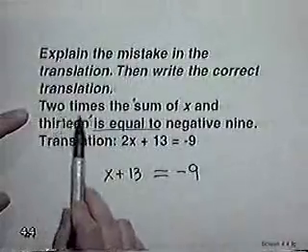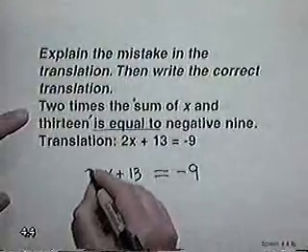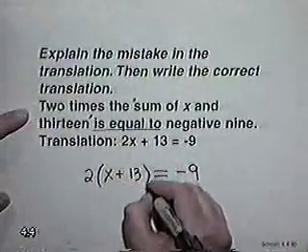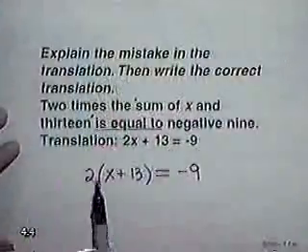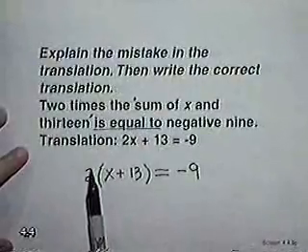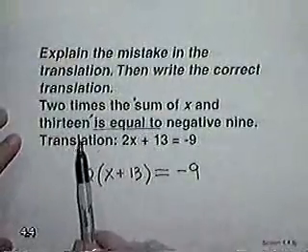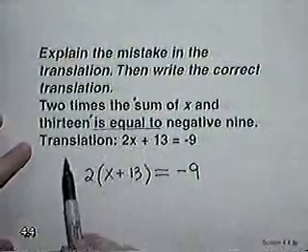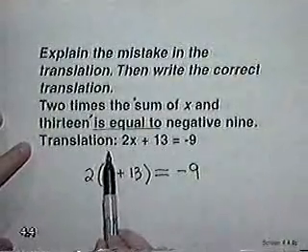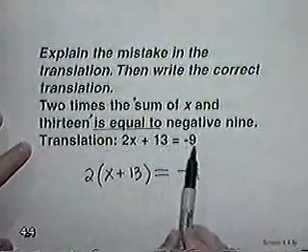Before that, I see 2 times. So that says I want twice that entire amount. Now we can see where the mistake in the translation is. The order of operations indicated by the sentence is not reflected accurately in this translation, 2x plus 13 equals negative 9.